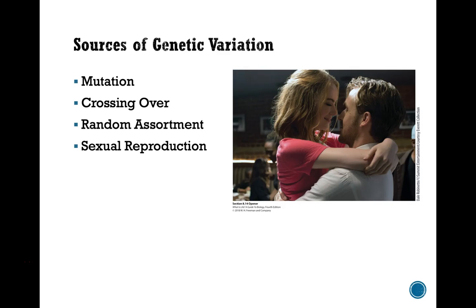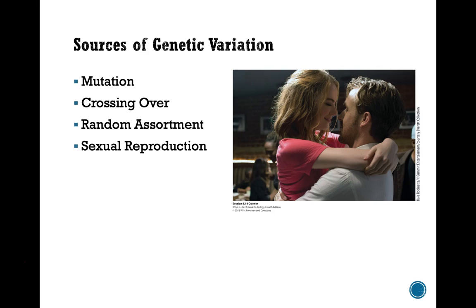This whole process of meiosis and sexual reproduction is really important because it produces a huge amount of genetic variation. And genetic variation is really important in a population because it allows that population to undergo evolution. And we'll talk about that, how that's all related, in our next unit.